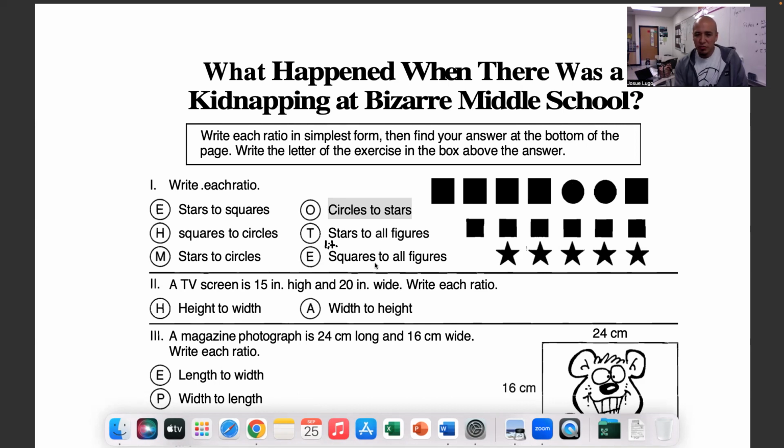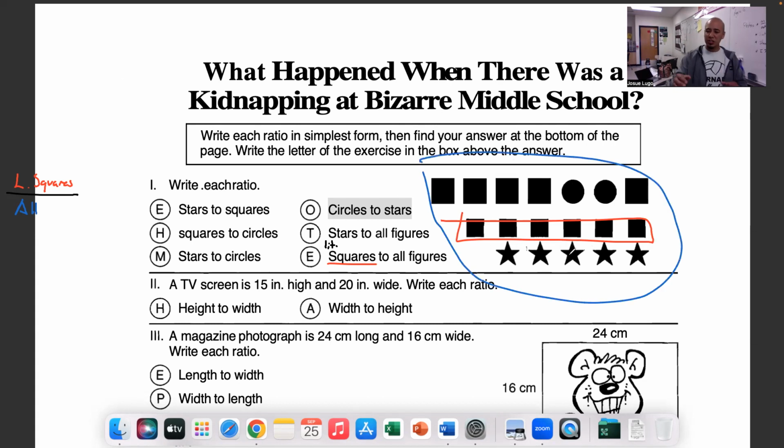All right, again, ladies and gentlemen, before I do this problem, I'm going to write down the fraction in words. So I'm going to put little squares in red over all figures. Now notice that in this scenario, I am comparing a part of the figures, which is the little squares, to all of them, or a whole of which the squares are part of.